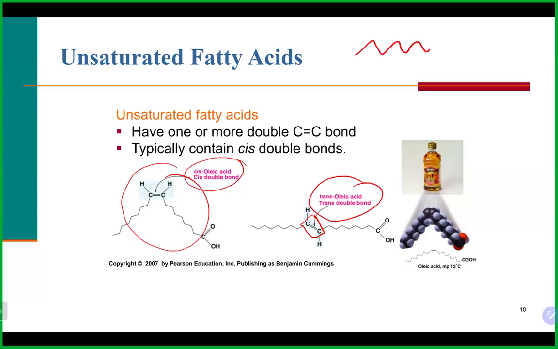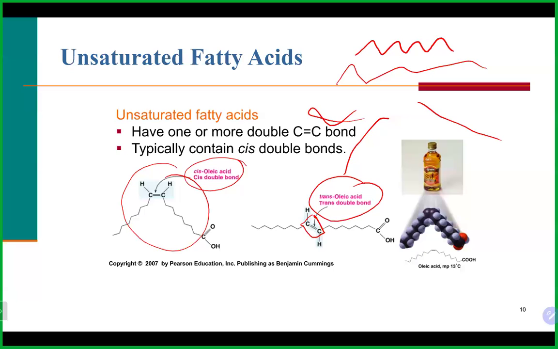So the problem with this is they contain at least a double bond, and instead of having that really good interaction like we do in a saturated situation, we've got some guys all over the place, and there's not really good interaction between different chains of fatty acids. They try to sit together, they're not going to sit together really nicely.